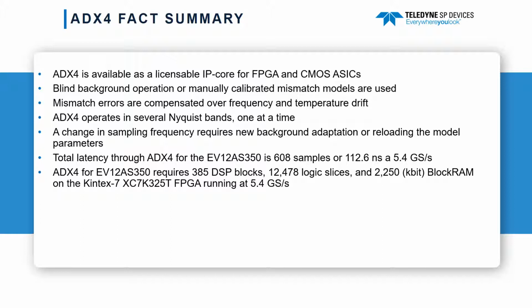ADX4 is available as a licensable IP core for FPGAs and CMOS ASICs. Blind background operation or manually calibrated mismatch models are used. Mismatch errors are compensated over frequency and temperature drift. ADX4 operates in several Nyquist bands, one at a time. A change in sampling frequency requires new background adaptation or reloading the model parameters. Total latency through ADX4 for EV12AS350 is 608 samples or 112.6 nanoseconds at 5.4 gigasamples per second, which makes ADX suitable for non-latency critical applications.